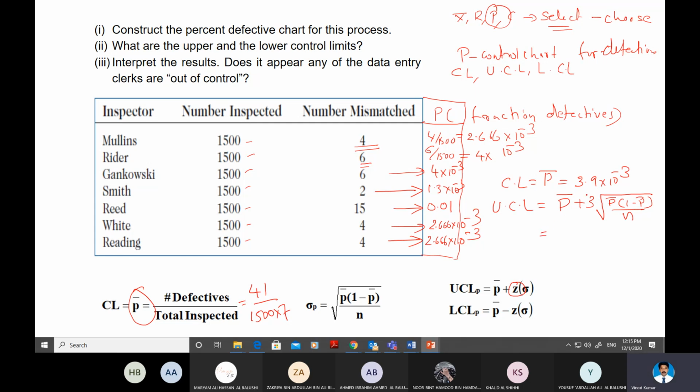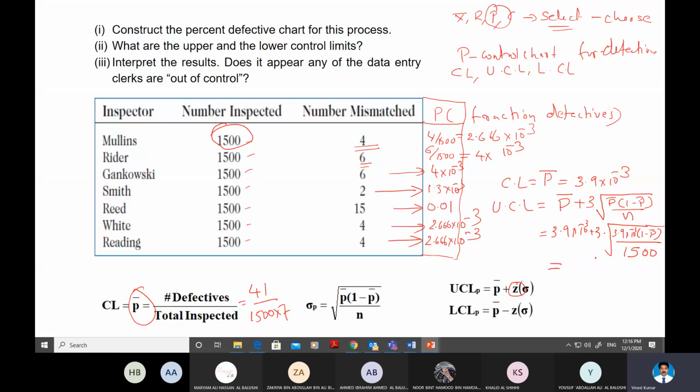So what is P bar? 3.9 times 10 to the power minus 3, plus 3 multiplied by the square root of P bar, which is 3.9 times 10 to the power minus 3, times 1 minus P bar, divided by n, the number of samples inspected. What is the average number of samples? It is 1500 samples inspected in each lot. Correct? Because it is the same, you can find the upper control limit here.